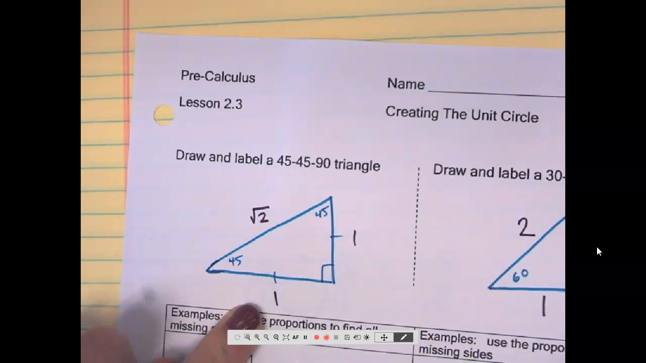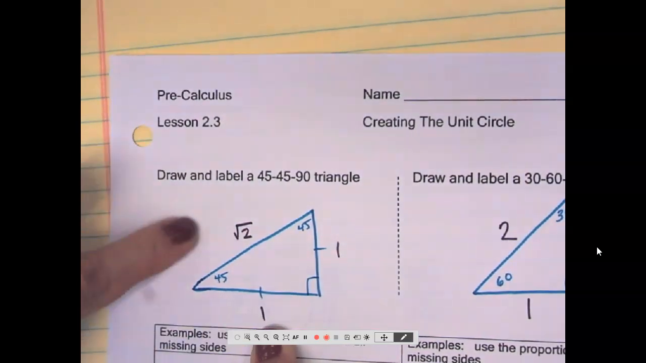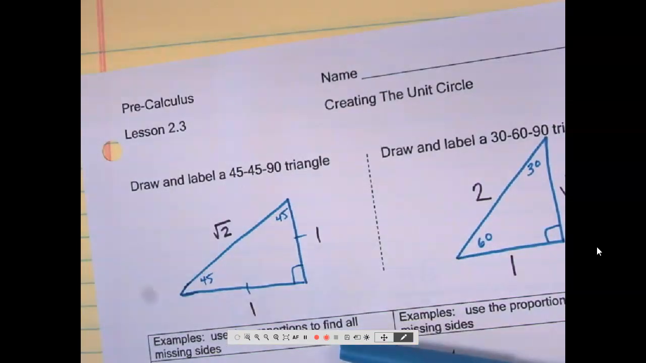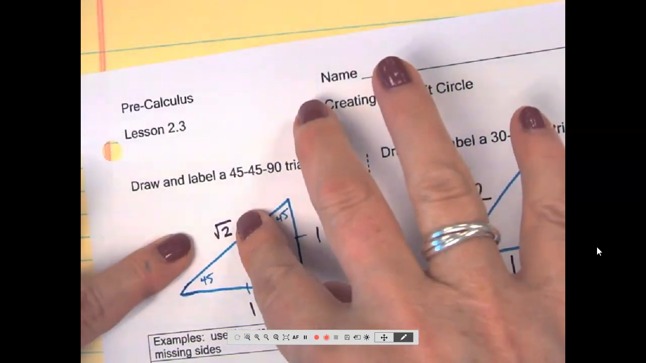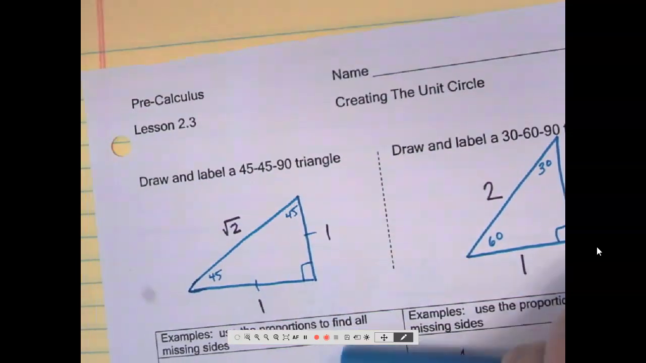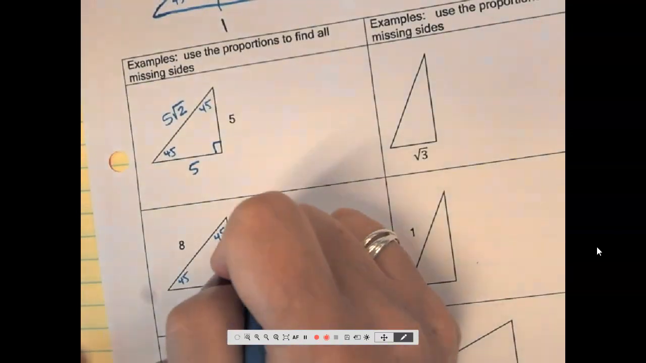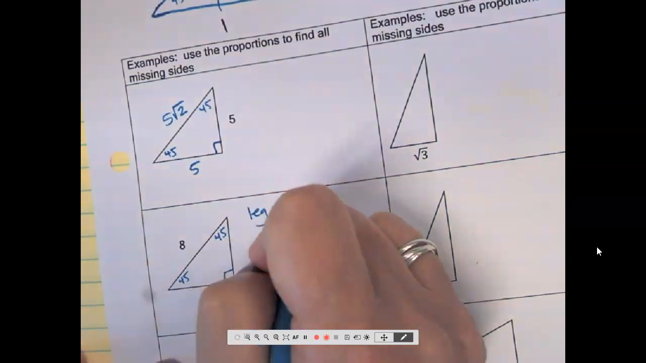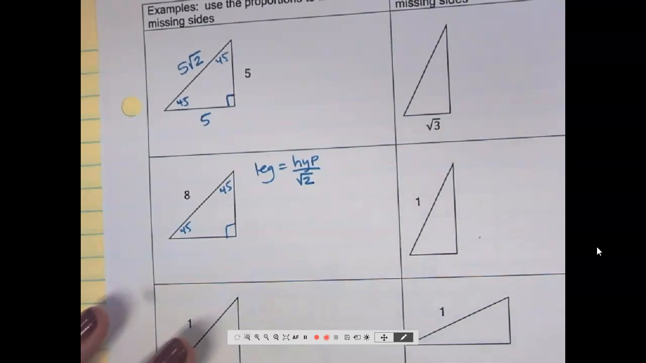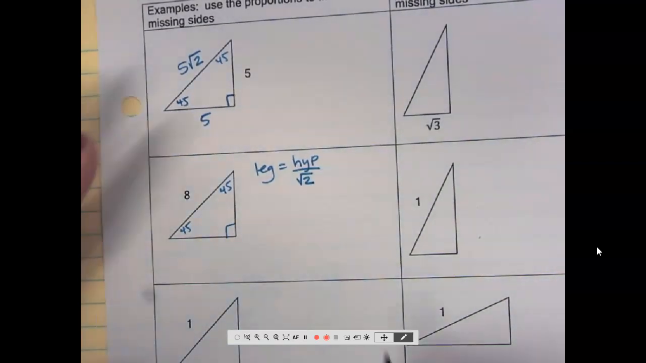Okay, let me approach it this way. If I knew the leg, what did I do to get the hypotenuse? Multiplied it by square root of 2. So what's the opposite of that? What if I know the hypotenuse? How do I get the leg? Divide by square root of 2. Okay, so the leg will be the hypotenuse divided by square root of 2. The hypotenuse is square root of 2 times the leg. So it's just the opposite.